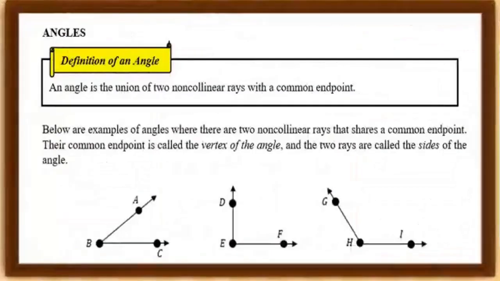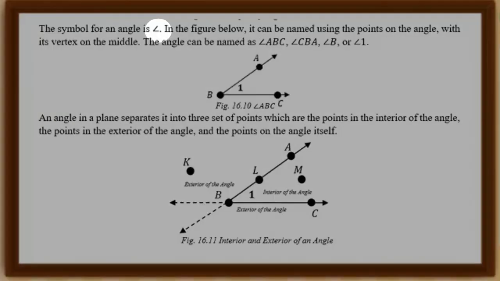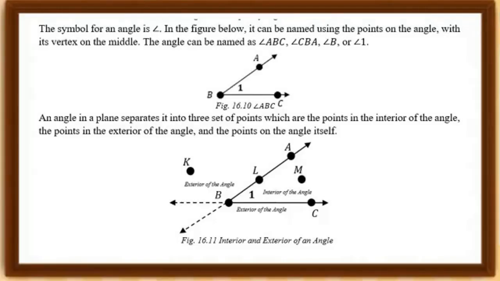Now we have the angles. Definition of an angle. An angle is the union of two non-collinear rays with a common endpoint. Below are examples of figures that are not angles, where there are not two non-collinear rays that share a common endpoint. Their common endpoint is called the vertex of the angle, and the two rays are called the sides of the angle. The symbol for an angle is this. In the figure below, it can be named using the points on the angle with the vertex in the middle. The angle can be named as angle ABC, angle CBA, angle B, or angle 1.